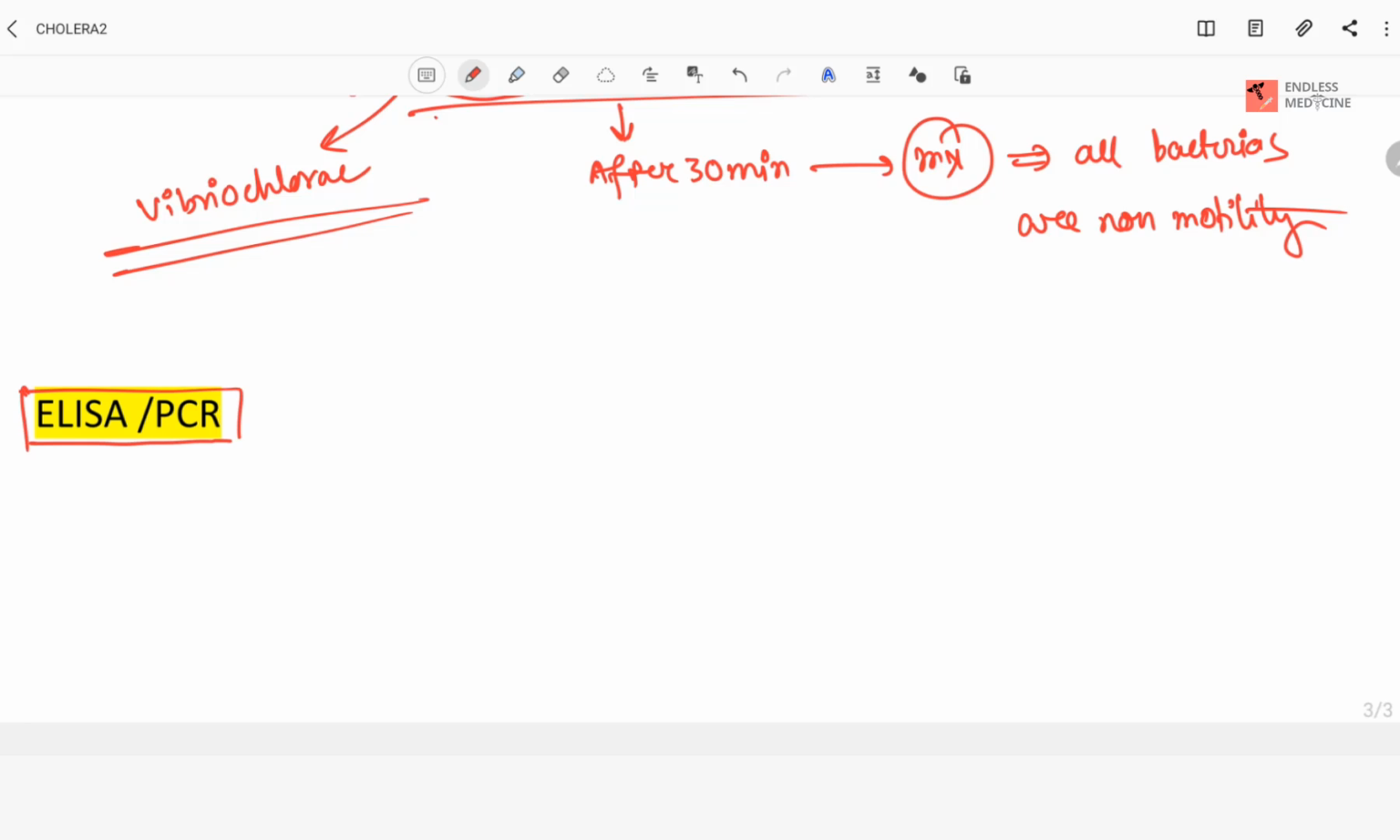Last but not the least, ELISA and PCR can also be done for rapid diagnosis of Vibrio cholerae.